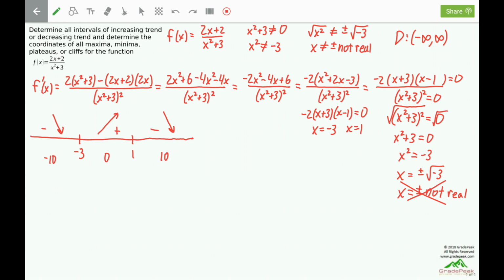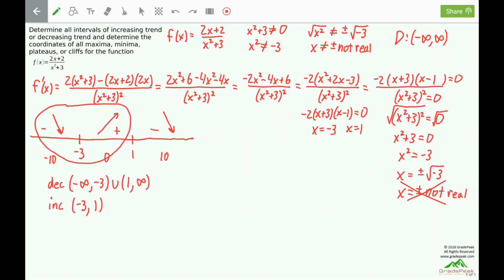So we have a decreasing trend happening from negative infinity to negative 3 union, because it's happening again from 1 to positive infinity. We have an increasing trend that is happening from negative 3 to 1. Right at the critical number of negative 3, we have a trend change from decreasing to increasing. This means that negative 3 will be a relative minimum.